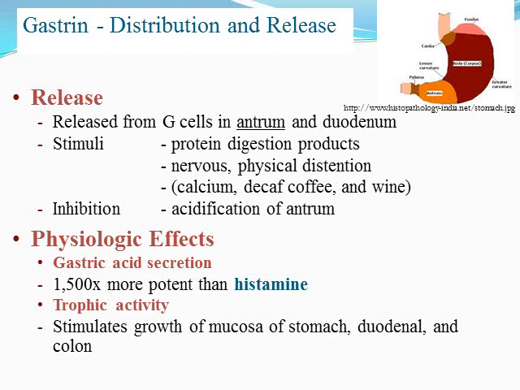So it will cause the release of gastric acid to allow for protein digestion. It's inhibited by acidification of the antrum, meaning once you have enough acid for protein degradation, then you're not going to need it anymore. And it also allows for the growth of the mucosa in the stomach and the duodenum, likely for protection from the acid, because those mucosa will, especially in the stomach, provide that protection.